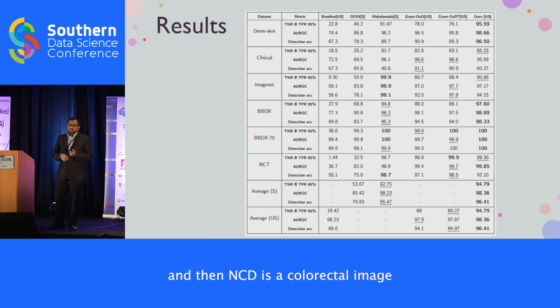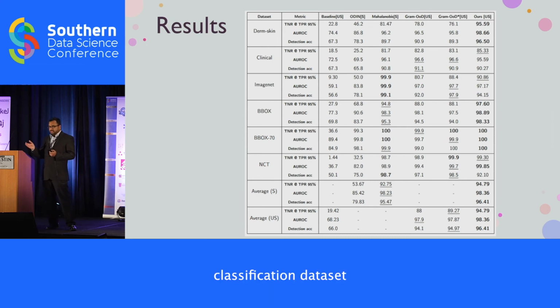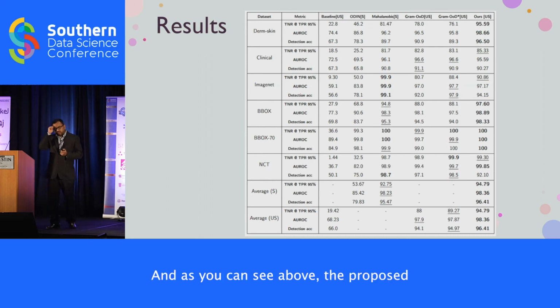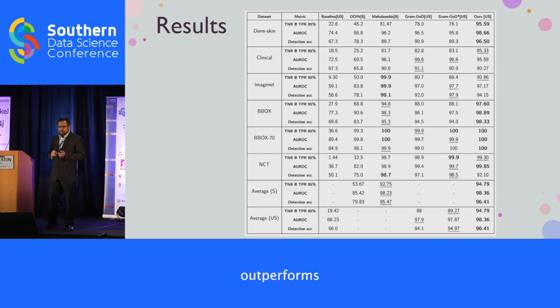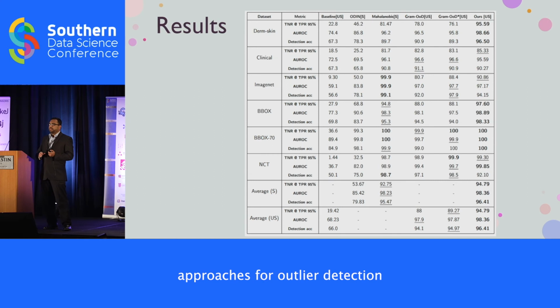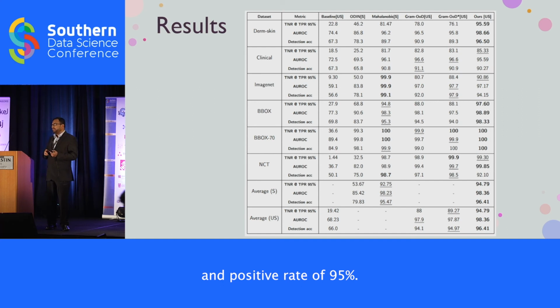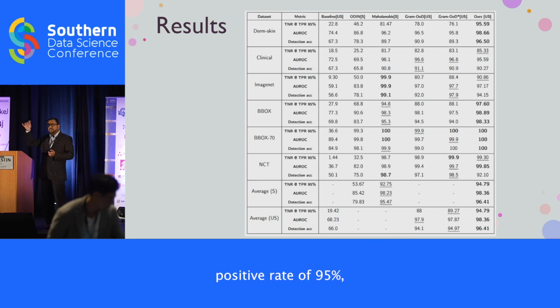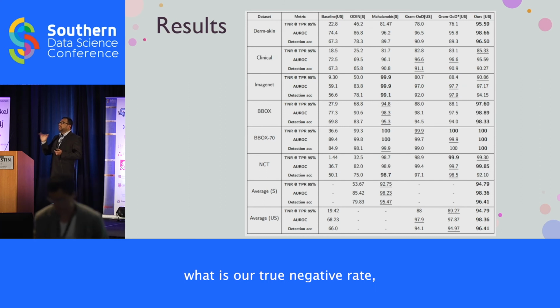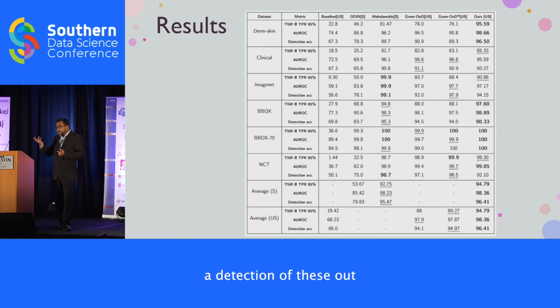And then NCT is a colorectal image classification data set. And then there is an average of supervised and unsupervised based approaches. As you can see, the proposed approach, which is the extreme right, outperforms the other state-of-the-art approaches for outlier detection for these use cases. And we use true negative rate at a true positive rate of 95%. So if we fix the true positive rate at 95%, what is our true negative rate? Which is a detection of these out of distribution samples.